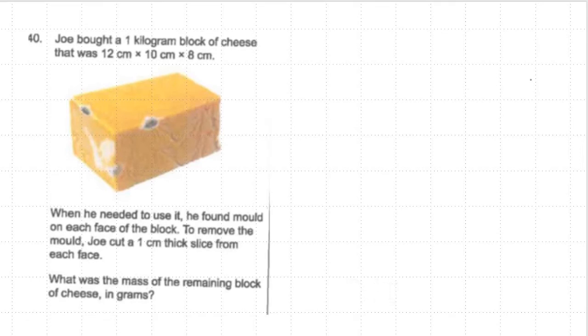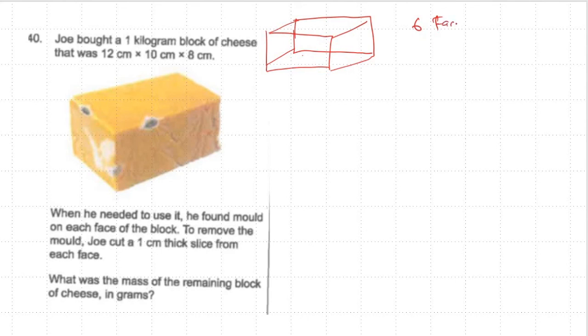For this question, it is very easy, but you may think it is very complicated. From what I see, there's more here, right? So he will cut. You know that for one rectangle, how many faces do I have? I'll have 1, 2, 3, 4, 5, 6. 6 faces. Am I right?